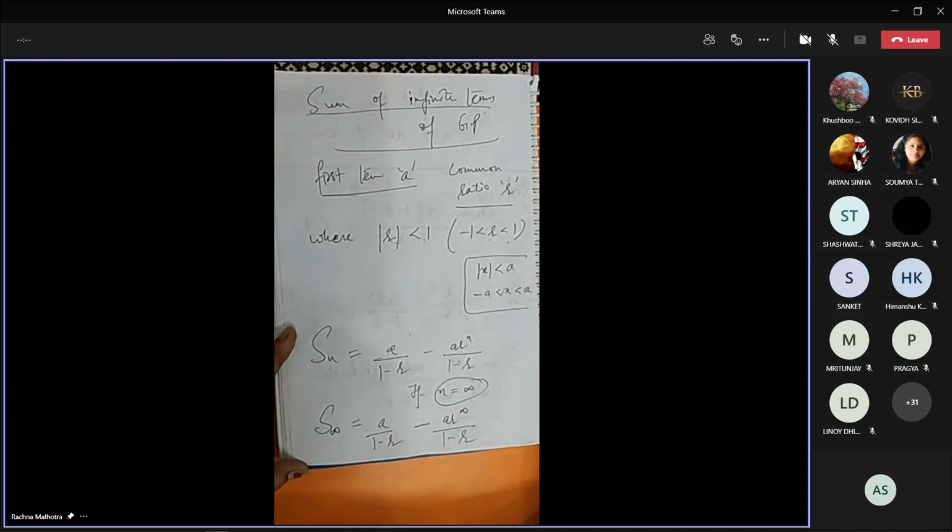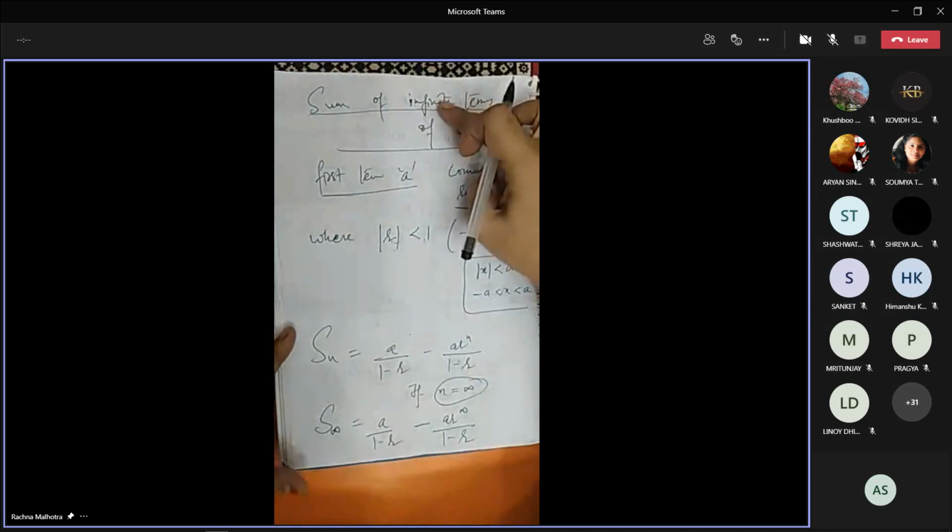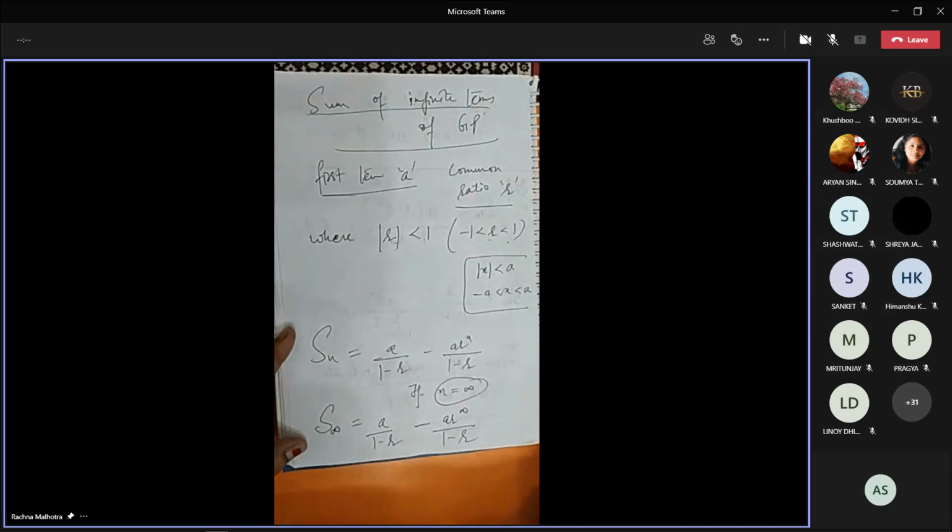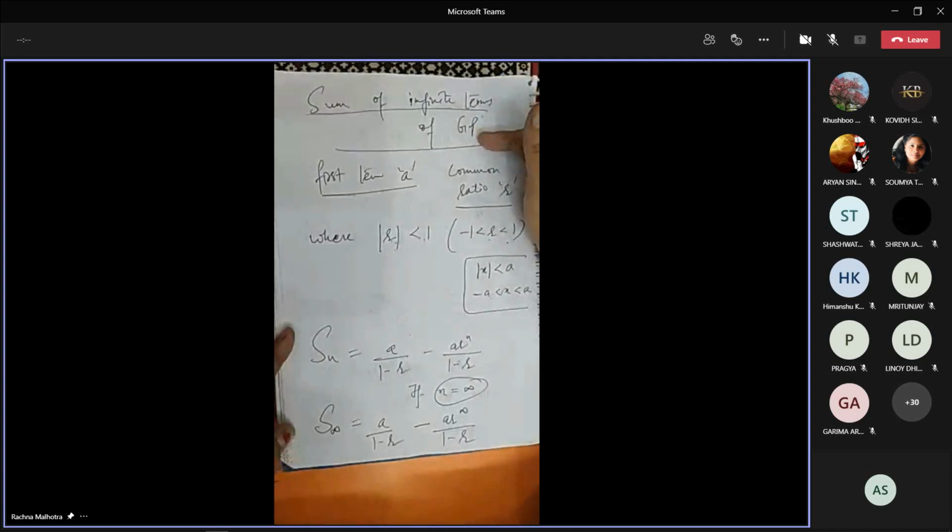Okay, so we are finding here the sum of infinite terms of GP. Until now, in class 10, in AP and GP we did the sum of n terms. We had only done the sum of n terms, infinite never came. But this time we are finding the sum of infinite terms of GP. So what happens if we are talking about the sum of infinite terms of GP?